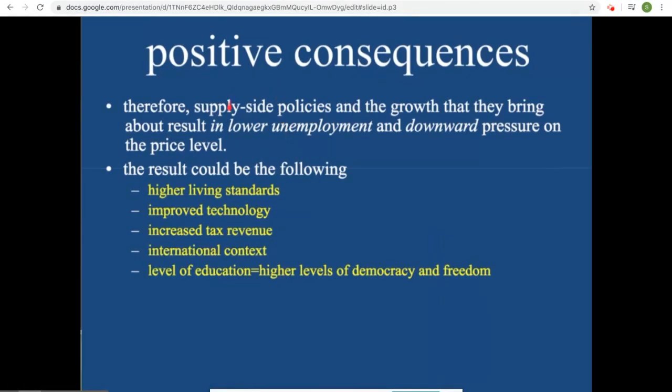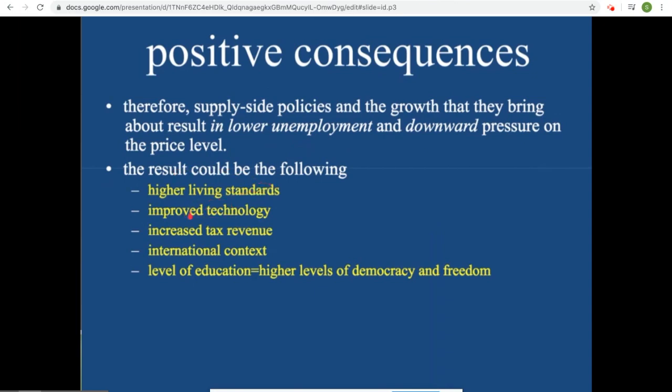And that happens through supply side policies, as we studied. So, supply side policies and the growth that they bring about result in lower unemployment. Obviously, if there's more output in the economy, you need more workers to produce that output. So, there will be lower unemployment and there's downward pressure on the price level, right? The result could be the following: higher living standards. Definitely, you would have higher living standards with economic growth. People are able to afford a lot more because of the incomes.